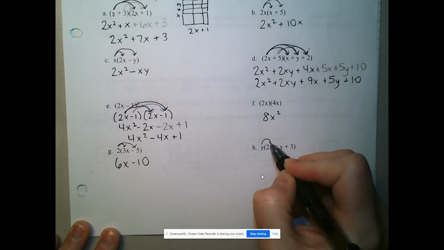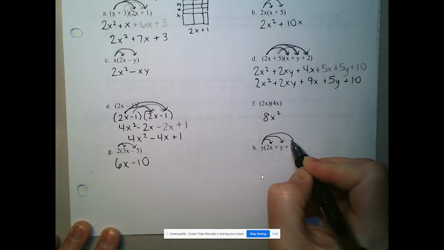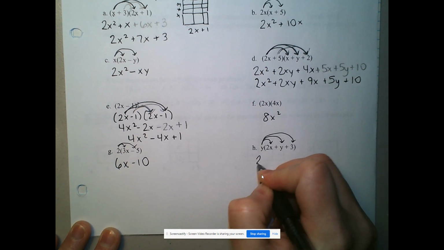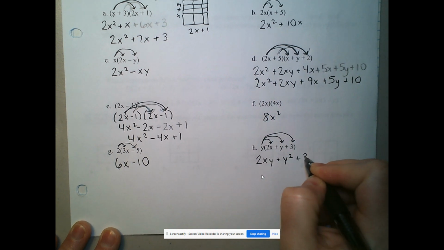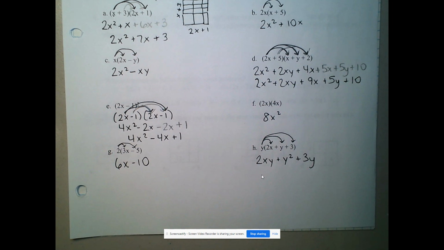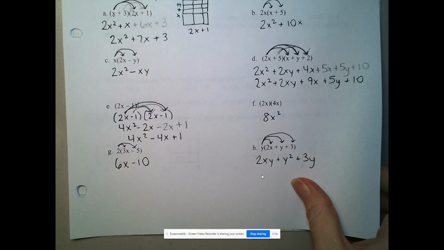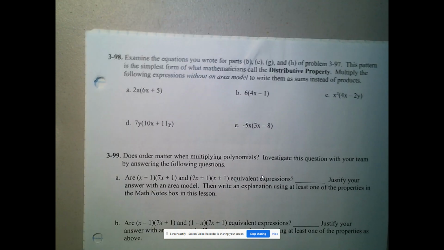And the same with H. You're multiplying the one term that is outside by everything on the inside. 2xy plus y squared, y times y, plus 3y. And that's all there is on the front. Some of them harder than others, depending on whether it's only one set of parentheses or 2 sets of parentheses.